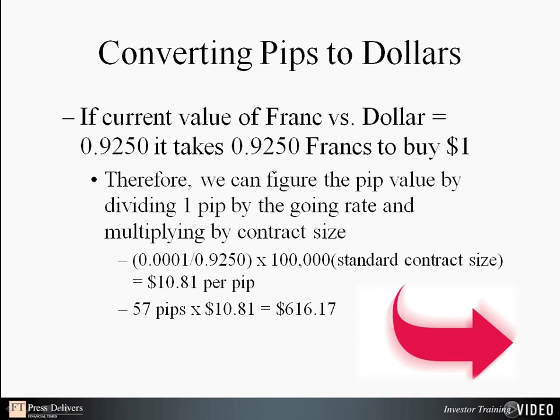So we take that figure, 0.001, divided by 0.9250, which is the current rate of the franc versus the dollar, and then we multiply that by 100,000 units, which is the contract size, and we come up with 1081 per pip. This tells us that at this exact moment, with the current rate, 57 pips is actually a profit of $616.17. If you recall, we estimated it was about $570, but as we now know, it was actually a little better.